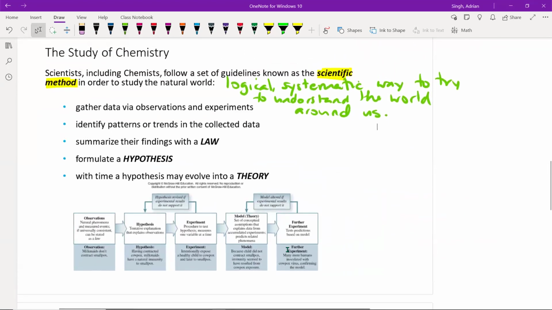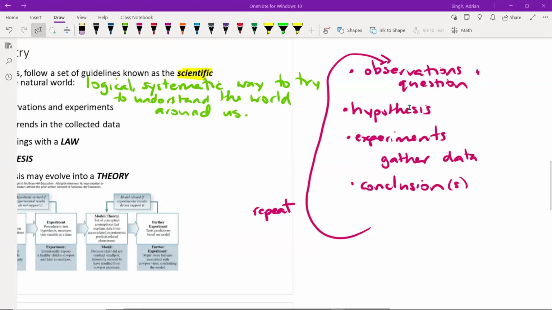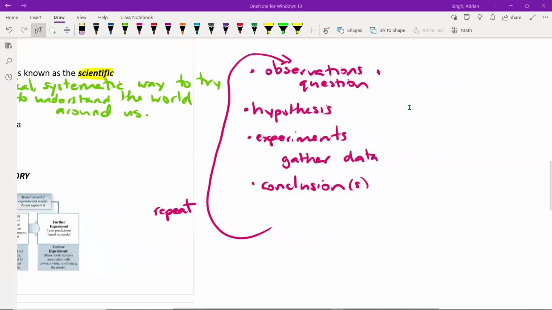simple examples. So when we talk about the scientific method, it all really starts with making observations and then formulating a question as a result of those observations.